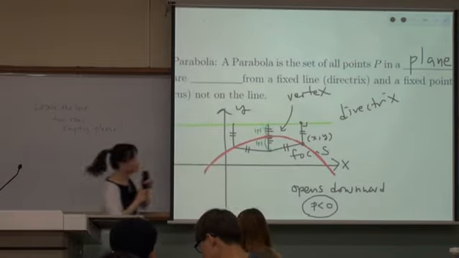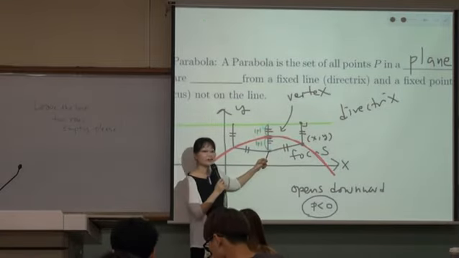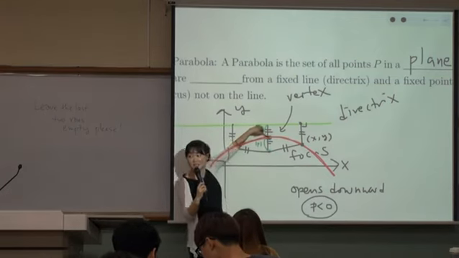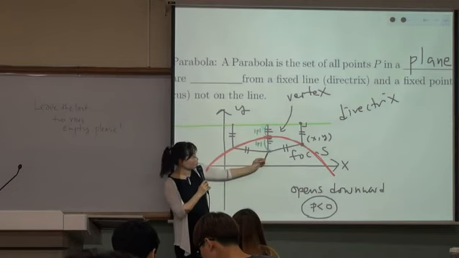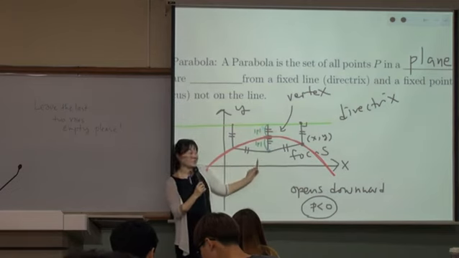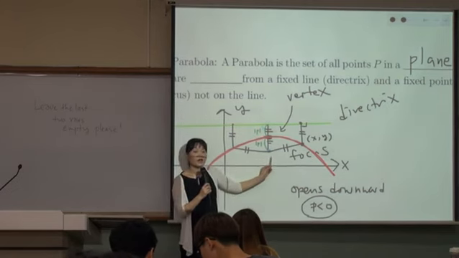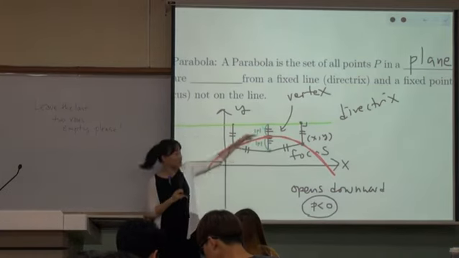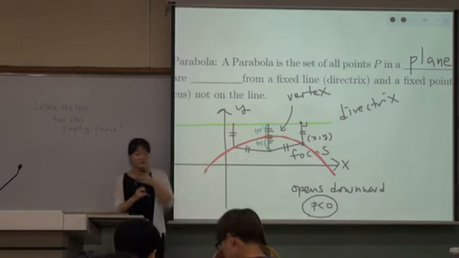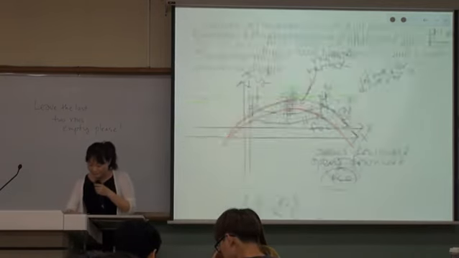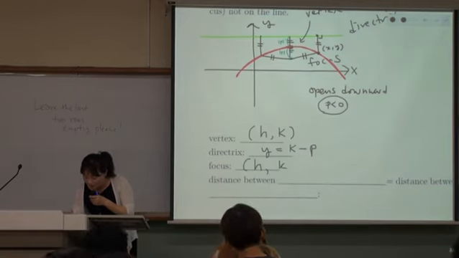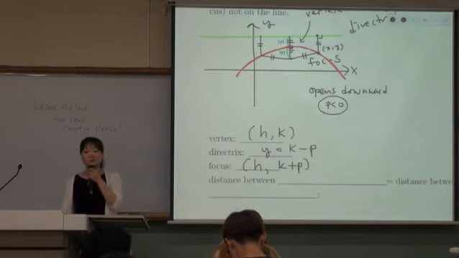Okay, guys, give me the coordinate of this focus. This is (h, k). Vertex is (h, k). So what will be the coordinate? (h, k + p), because p is negative. It's below the vertex. So focus is (h, k + p). So far so good?